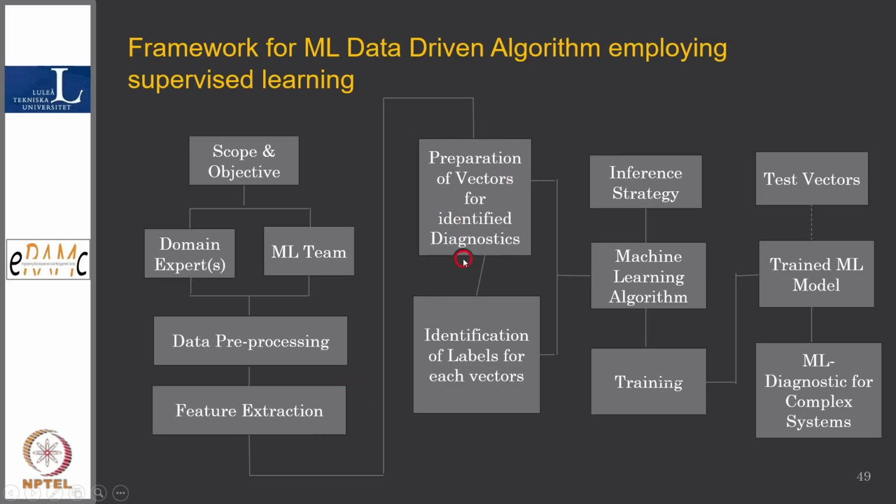Then preparation of vectors, that means labels. For every vector there will be a label, and if this is ready, then we have a machine learning algorithm. Training goes on, and once you have a trained ML, the test vector should be subjected to it, and finally we have the trained machine learning diagnostic framework.